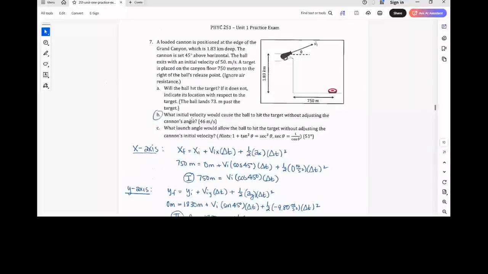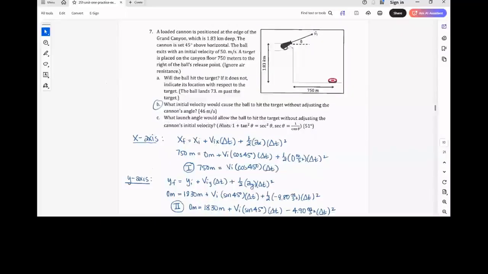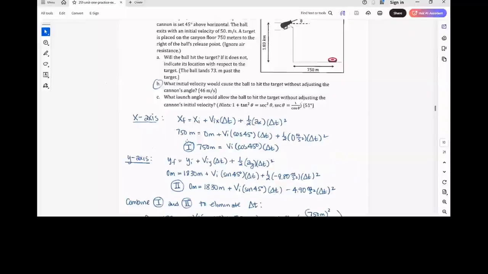So now for part B, let's say we can adjust the initial velocity of this cannon. How do we do that in order to cause the ball to hit the target? We can use the same kinematic equations, one for the x direction, one for the y direction. And in the x direction, it's still true that the acceleration is going to be 0 meters per second squared. It's still true that delta t for the x direction can't be different than delta t for the y direction. But now I don't have an equation that I can solve for delta t directly. So I have two unknowns, in other words.